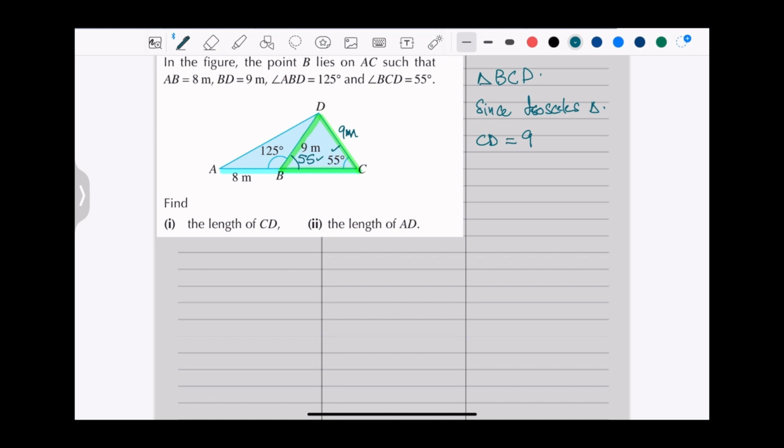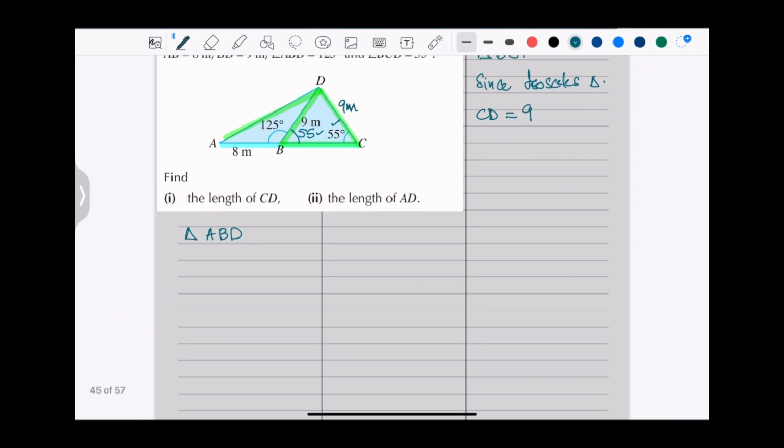Now you have to find out the length of AD. This is the length that you have to find. If I look at triangle ABD, I can see that this is the side that I need to find out. I have the other two sides given, AB and BD, and the included angle is given as well.